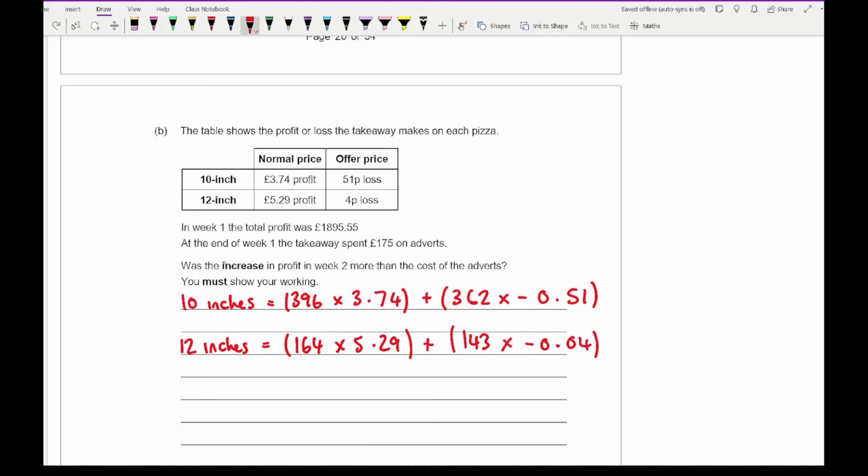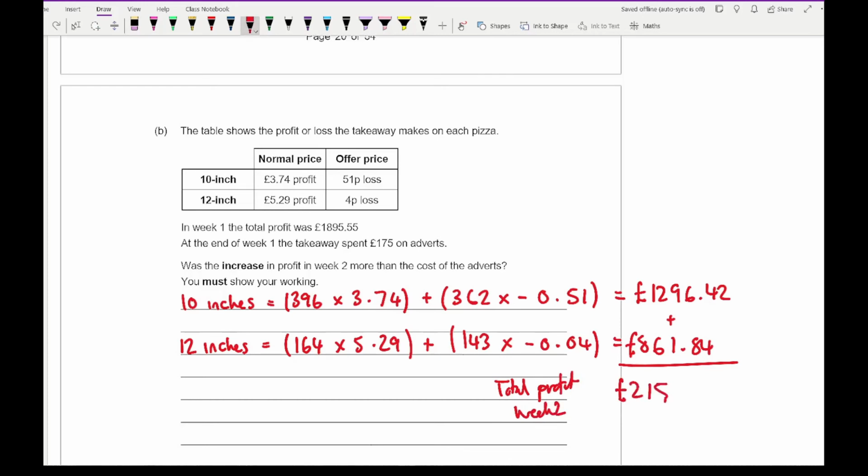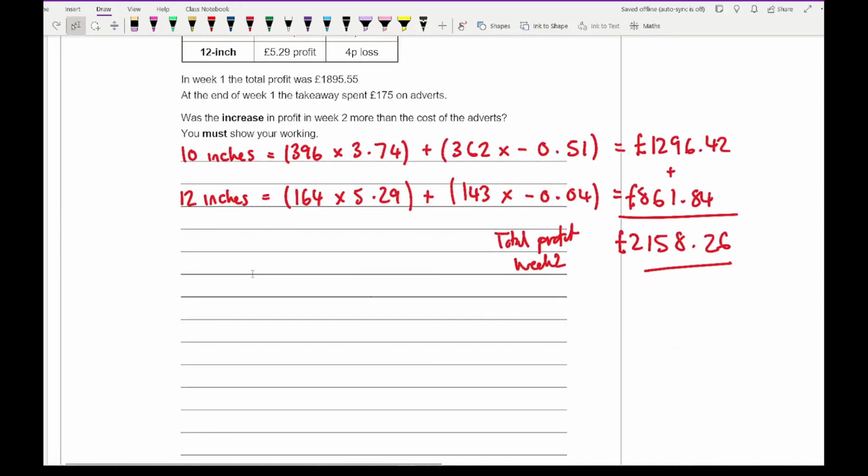So if I then work that out, here I've got an answer of 1296.42. And here I've got an answer of 861.84. And if I add those two numbers up, the total profit for week 2 is going to be a total of 2,158.26. Now from this, what I then need to do is work out the difference.